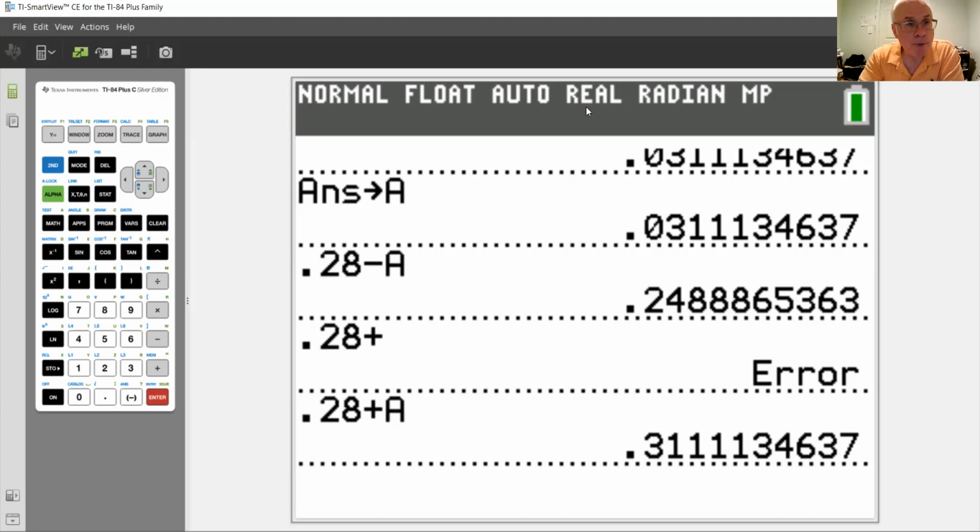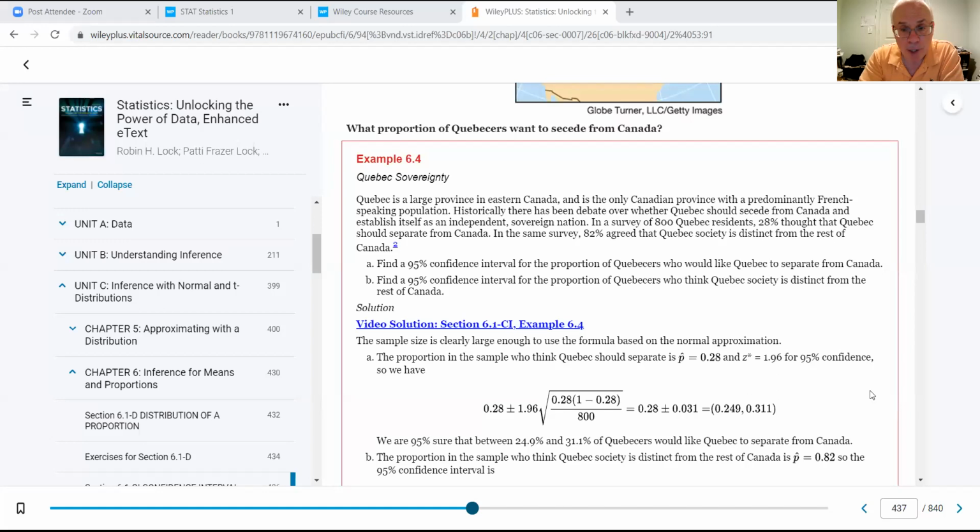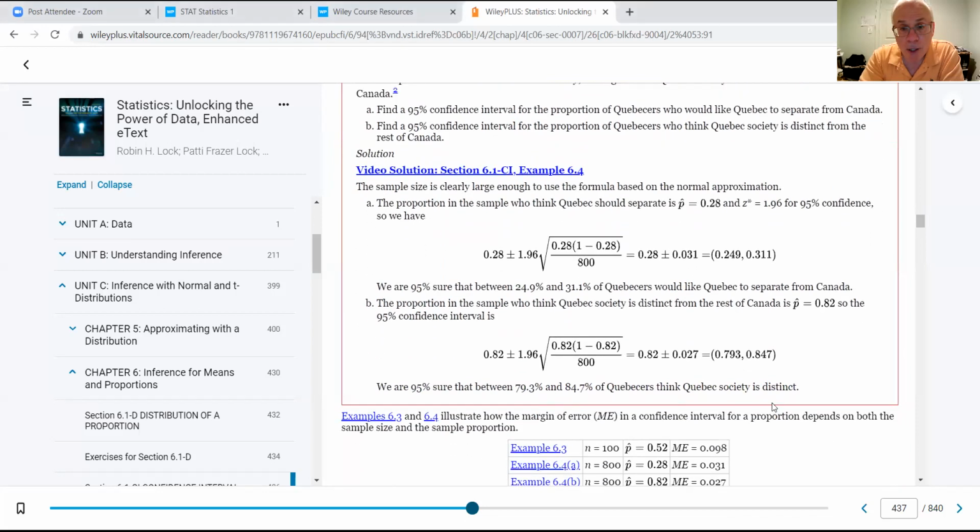Now, let's stop sharing. We'll go back to the other question that was asked. I guess we wanted a 95% confidence interval for the question about whether Quebec society is distinct from the rest of Canada. Remember, the sample proportion out of the 800 people who were sampled is 0.82, right? So 82% of those sampled said yes, Quebec is distinct from the rest of Canada.